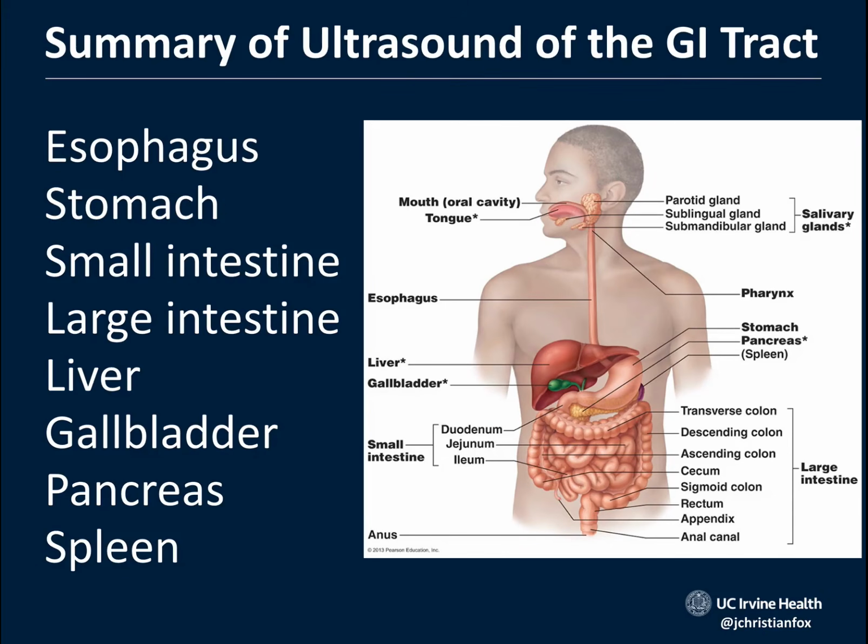So that's basically the summary of the GI tract. You got the esophagus, the stomach, small intestine, large intestine, the liver, the gallbladder, the pancreas, and the spleen. We got to see them all on ultrasound. And there's all kinds of cool pathology you can see in all those organs as well. We'll get more into that later. But just wanted to give a kind of a primer on how to at least find the organs and what they look like. Thank you.